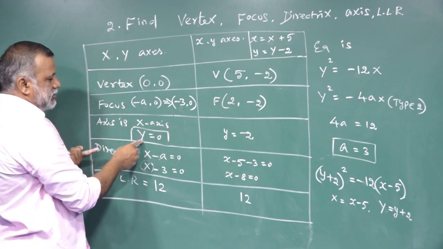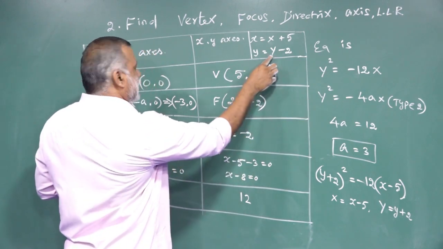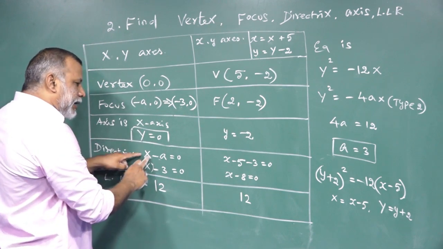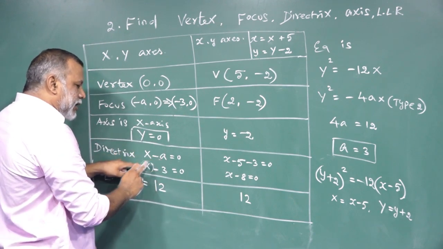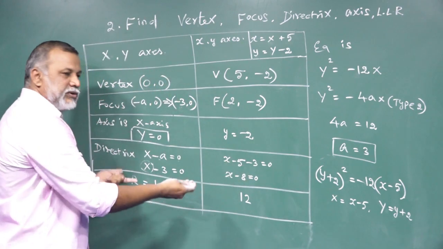The x-axis is the equation y equal to 0. This y is replaced by capital Y. Substitute capital Y equal to 0, then small y equal to minus 2. See here, capital X minus 3, where X is replaced by capital X, is x minus 5. Then already, simply, you are able to work.